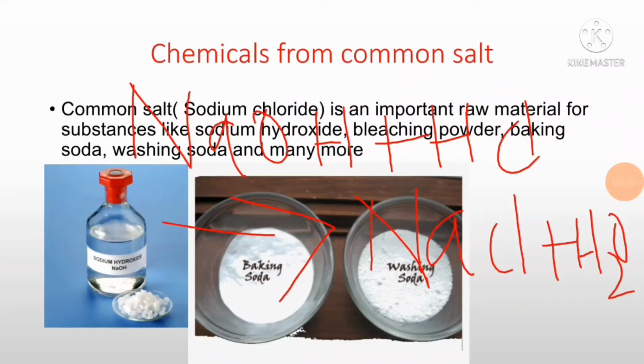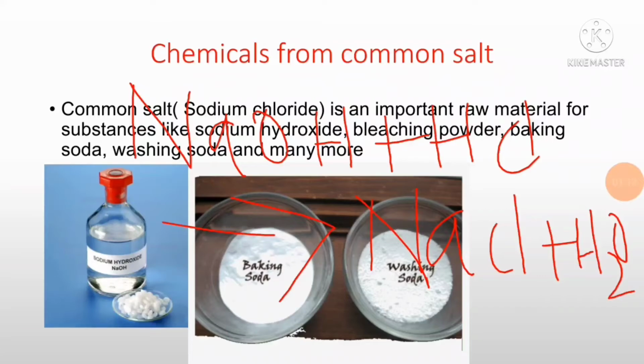And do you know how common salt is obtained from seawater? It is through the process of evaporation. The sun's heat evaporates the water slowly and common salt is left behind. This common salt is in impure form. It has some other salts mixed in it. So we have to purify it. The common salt which we use is the purified form of sodium chloride.